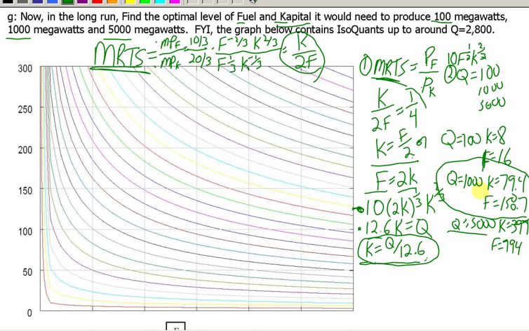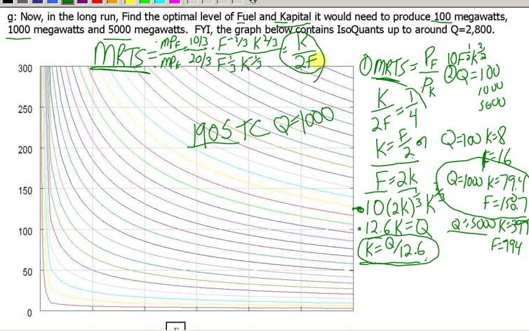79.4 capital times 16 is going to be about $1,270, plus add the fuel, 158.7 times $4 for fuel. And the total cost here is about $1,905. So $1,905 is the total cost of producing 1,000 output.